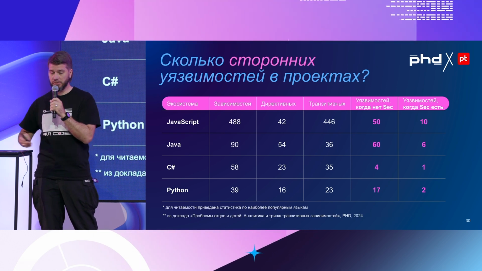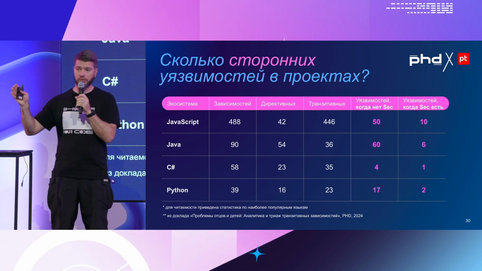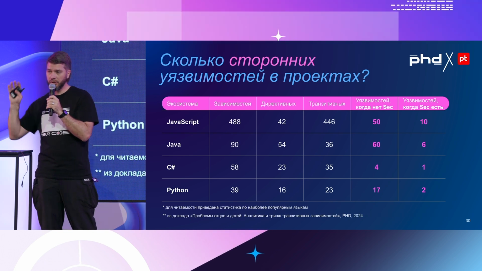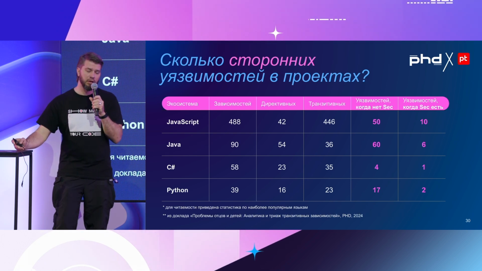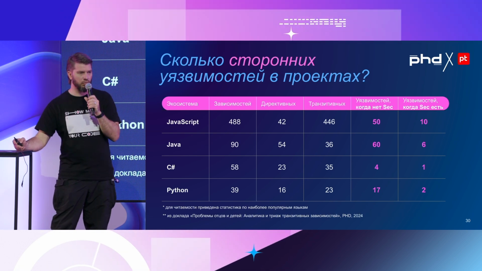The last column to the right is the vulnerabilities to monitor. You cannot eliminate them, but they're manageable, they're unreachable.